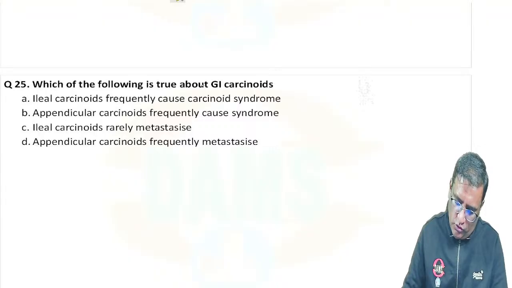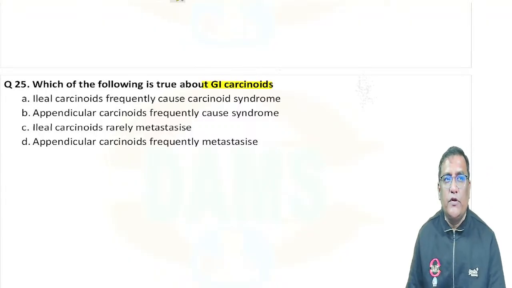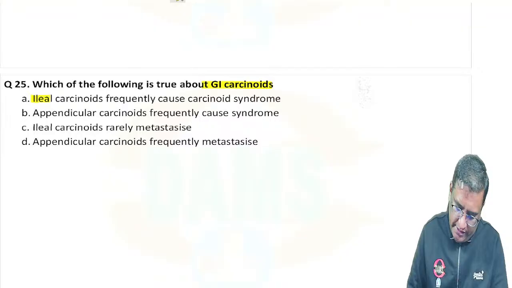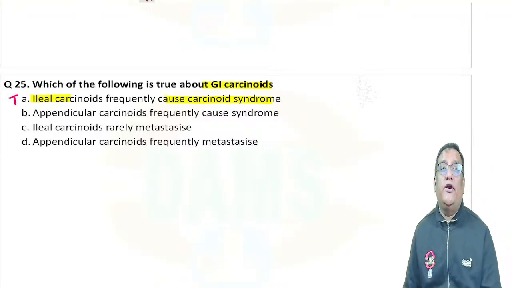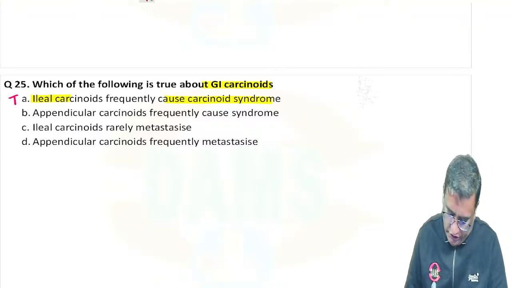Which of the following is true about GI carcinoids? Which is true about GI carcinoids? Ileal carcinoids frequently cause carcinoid syndrome. Yes, this is a true statement, by the way, because ileal carcinoids frequently undergo metastasis and they will end up causing carcinoid syndrome.